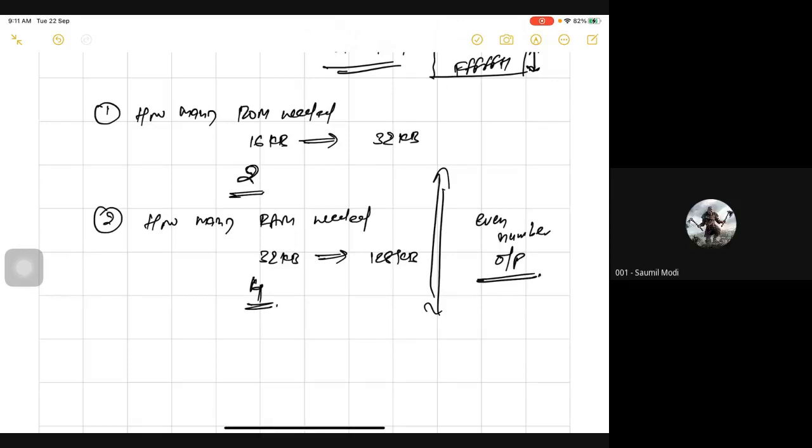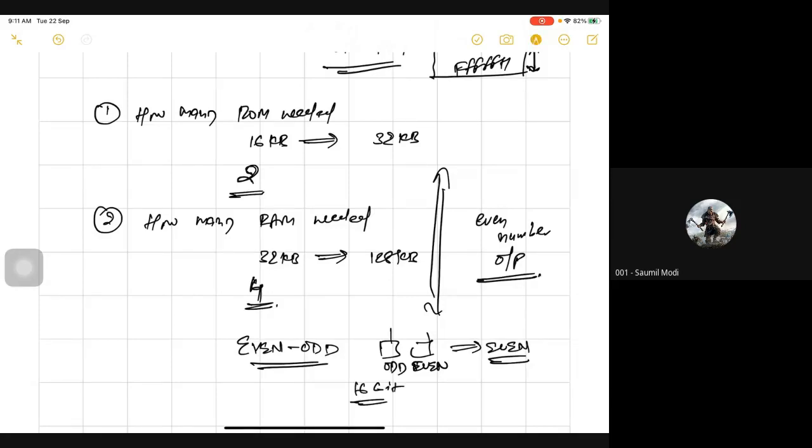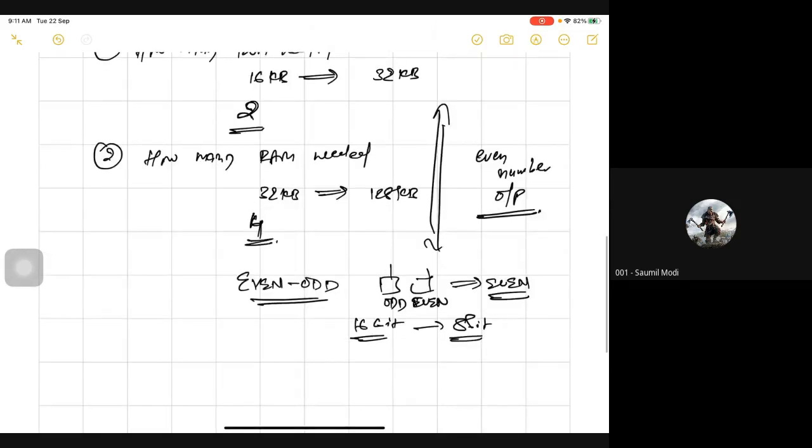Can someone tell me why the number of chips needed in memory will always be an even number? Because we have seen that we have an even and an odd bank. We need to divide our memory into two parts, odd bank and even bank, so all chips will be in even number. Then only we can fetch 16-bit data at a time, because from a single chip you can access only 8-bit data. So if you want to access 16-bit data together, you require two chips. One chip will work as the even chip, one as the odd memory address.